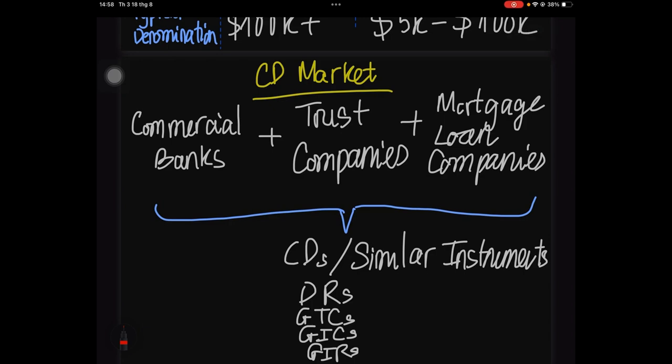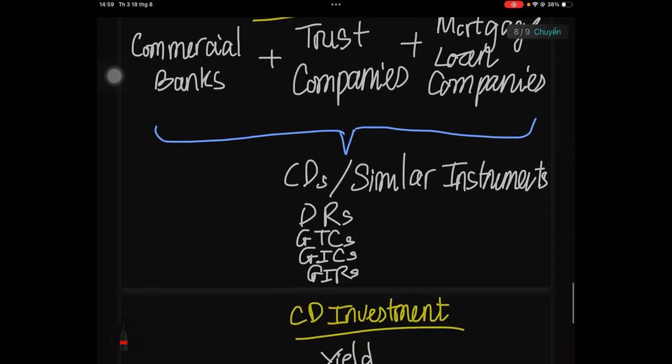One more point is important. CDs aren't exclusively a product of traditional chartered banks. Trust companies and mortgage loan companies can also issue similar instruments to raise funds. You may encounter different names depending on the institution. For example, DRs, deposit receipts; GTCs, guaranteed trust certificates; GICs, guaranteed investment certificates; GIRs, guaranteed investment receipts. The name may differ, but the underlying economic idea is similar. An institution receives funds from investors and promises a return and repayment according to the terms of the instrument.